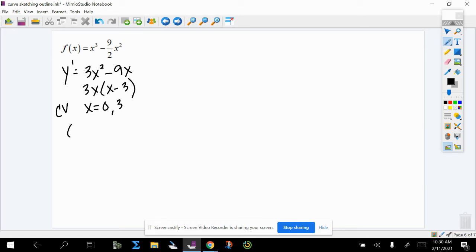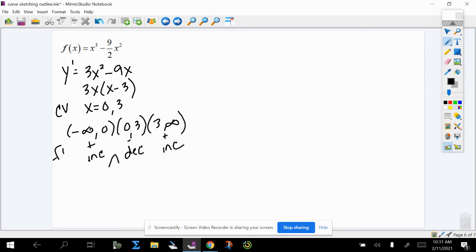I'm going to do this one with intervals instead of a number line, just to show you your options. It's your work. It kind of depends on how you want to lay it out. So prior to 0, if I put a negative number in, I get a negative times another negative, which is positive. So it starts off increasing. If I put 1 in, I get a positive times a negative, so it switches to decreasing. And then if I put 4 or 5 in, everything is positive, so it's back to increasing.